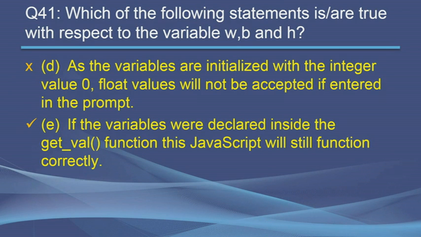If the variables are declared in the getVal function, this JavaScript will function correctly. So that also we will go to in that particular code. If the variables are declared as local variables within the getVal function, it will still function correctly because the local variables are used to call another function, and the function's parameters are defined as these particular variables. So let us go to that code and look at it in that particular sense.